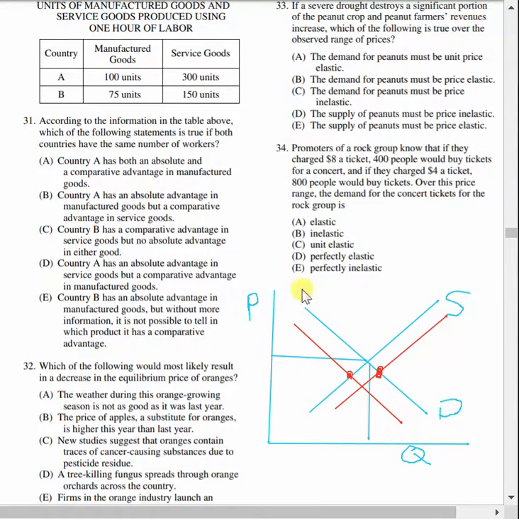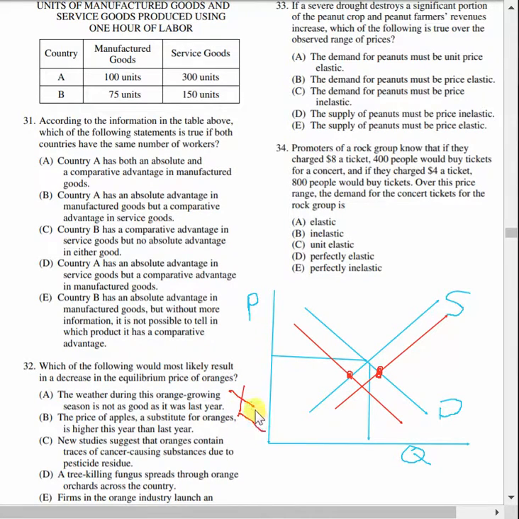Choice A, the weather during this orange growing season is not as good as it was last year. So that will decrease the supply, and if the supply decreases, we're going to have an increase in price, so that is not a good choice. B, the price of apples, a substitute for oranges, is higher this year than last year. So if apples have a higher price, then people are going to buy more oranges, which means it's going to increase the demand for oranges, which is exactly the reverse of what we're looking for.